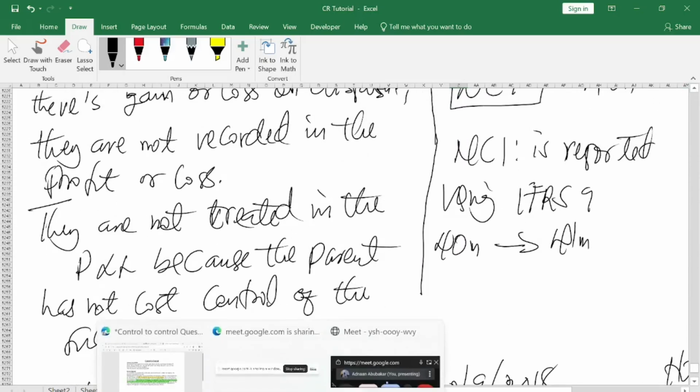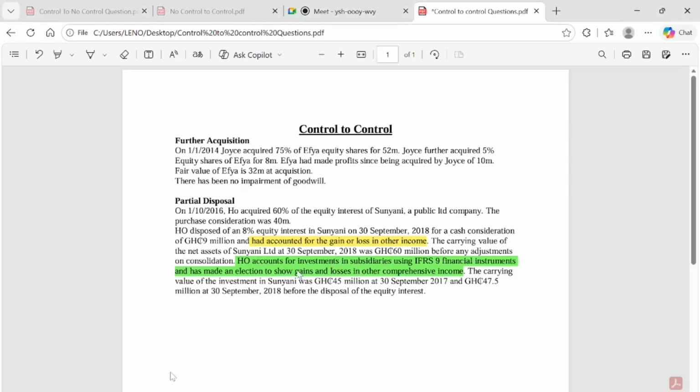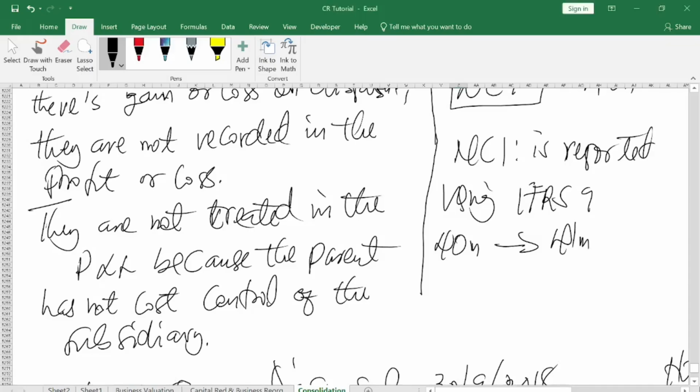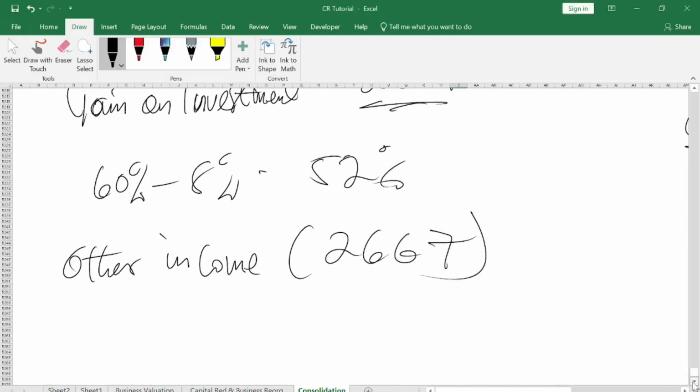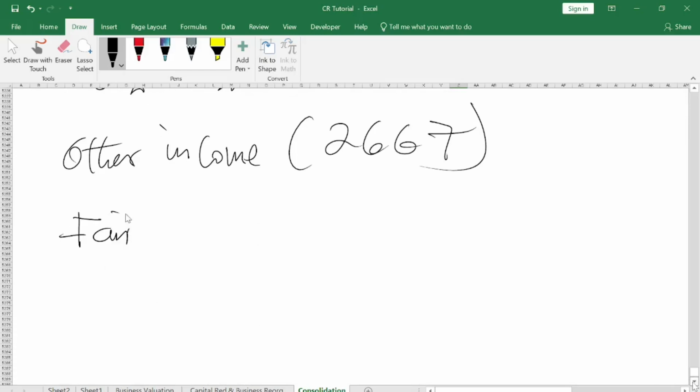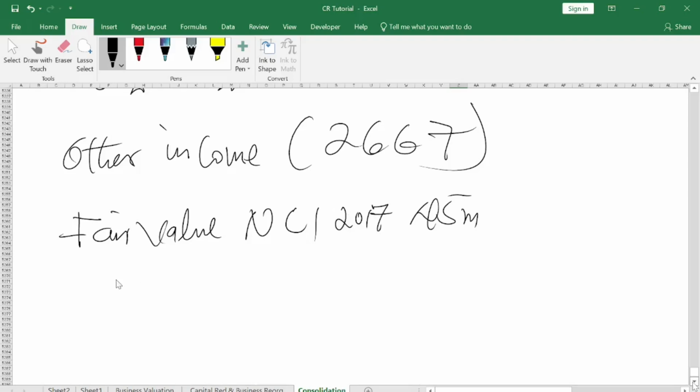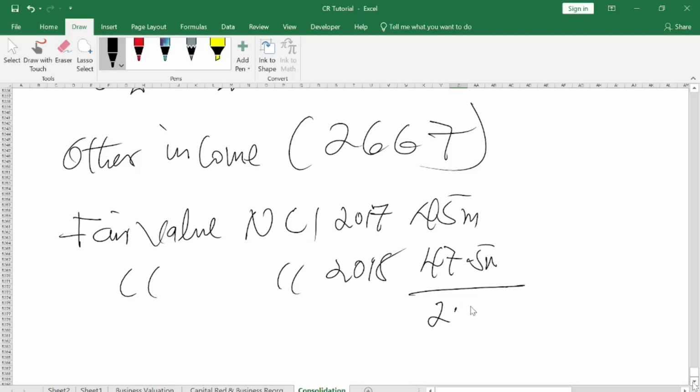Good. Then you come to the next item. They also said that they account for the investment in subsidiary using IFRS 9 financial instruments. So gain or loss on the asset is also recorded in OCI. When you look at the question, the fair value of NCI at the beginning, in 2017, was 45 million. And now the fair value of NCI in 2018 is 47.5 million. So when you less, you have 2.5 million.